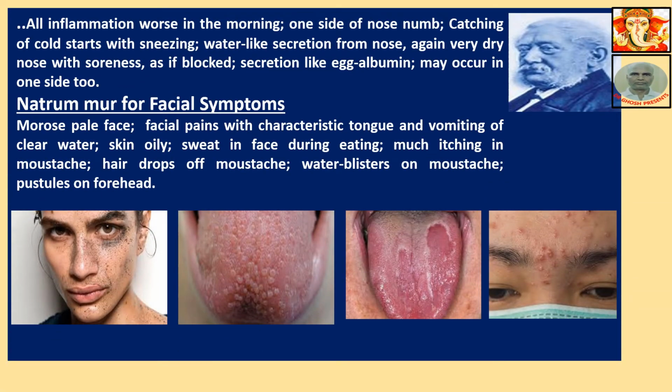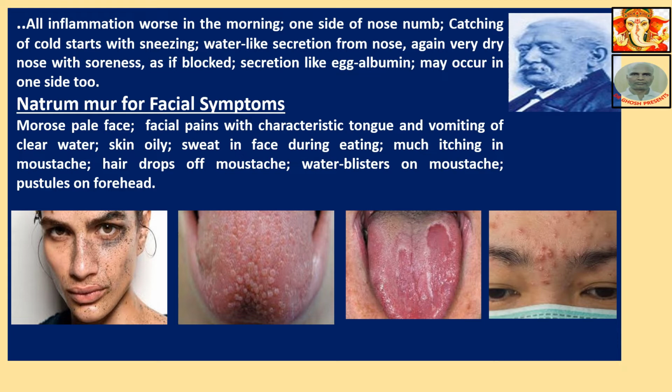Continuation from the previous slide: all inflammation worse in the morning. One side of the nose numb, catching of old cold that starts with sneezing, water-like secretion from the nose, again very dry nose with soreness as if blocked. Secretion like egg albumin may occur on one side too.